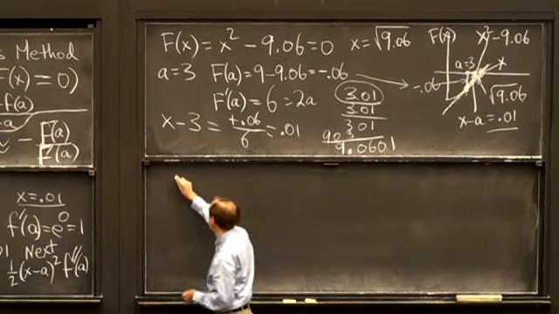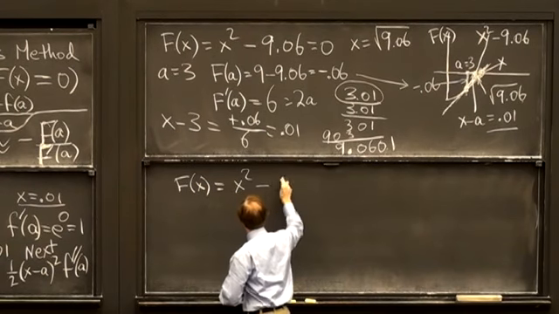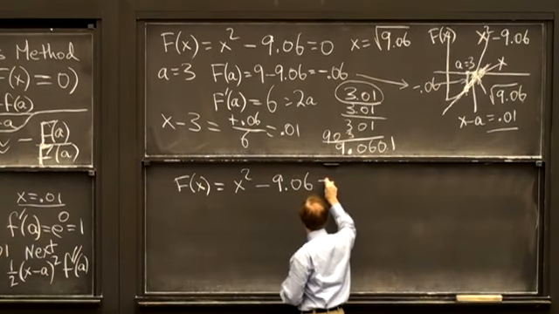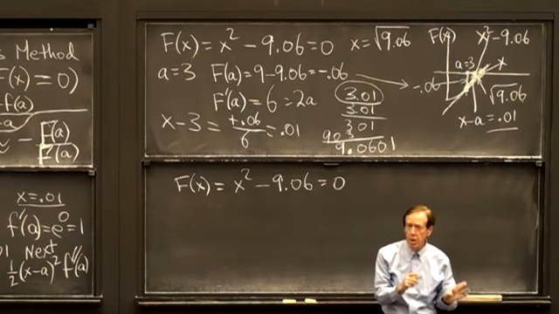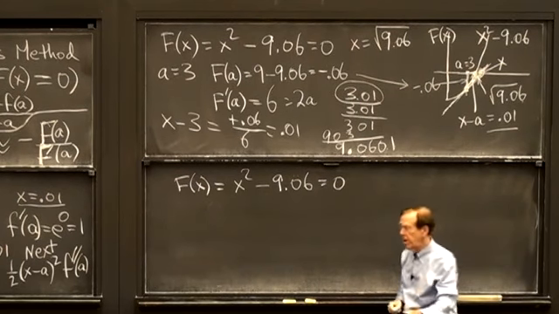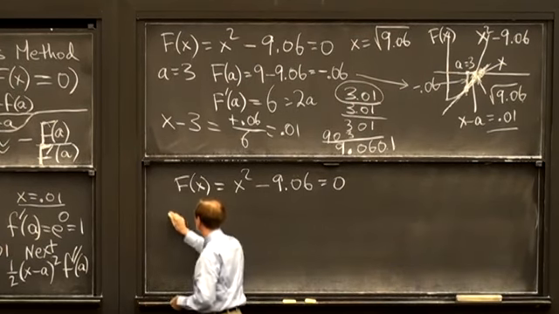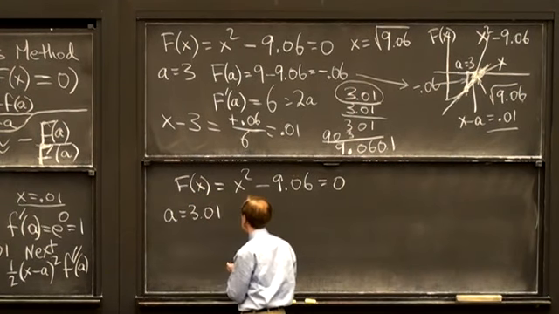Except f of x is still, I'm still aiming to solve this same equation, but I'm going to get closer than 3.01. I got closer than 3 to 3.01. Now I'm going to restart there. A is now going to be 3.01.